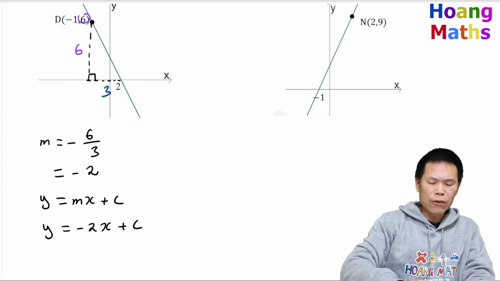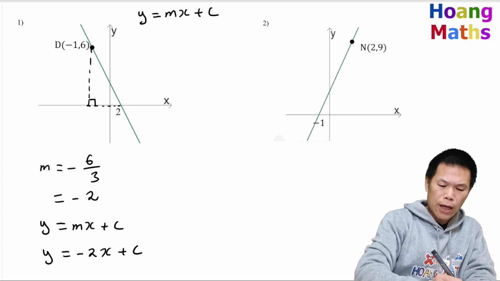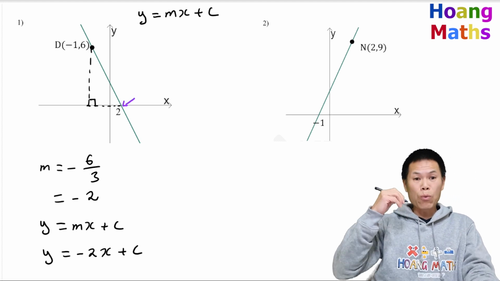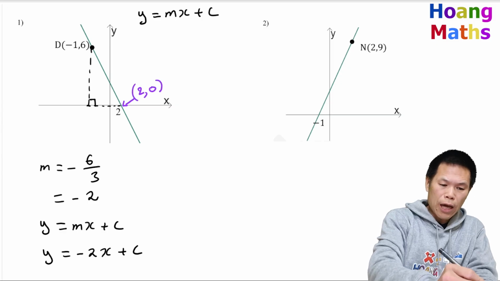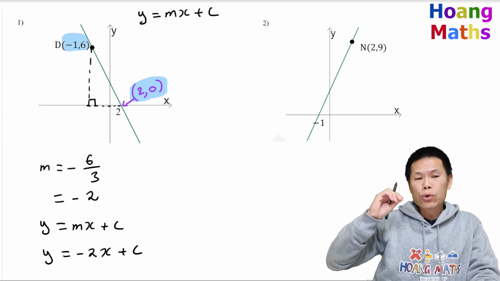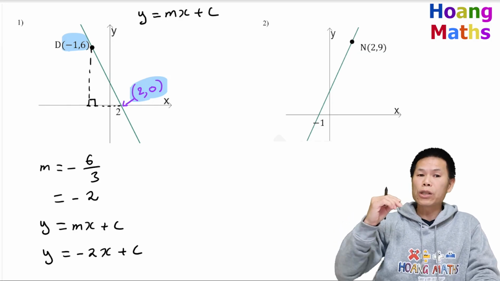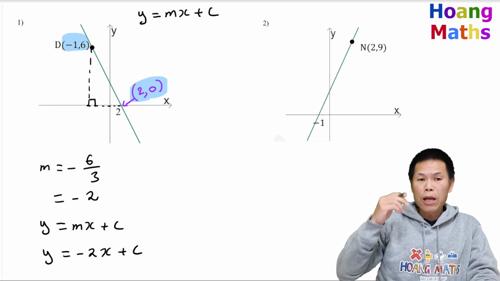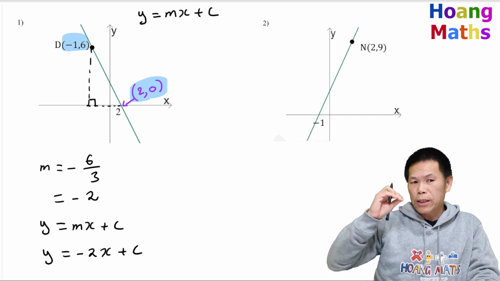Now to work out the value of c, let me just clear this first. You can see this point here is the x-intercept. That is when y is equal to 0. So this point here is (2, 0), and we have this other point. You can use either (-1, 6) or (2, 0), either one of these points, to substitute into the equation, and we can find the value of c. Let me just use (2, 0), easier of course. You can use (-1, 6) if you wish.